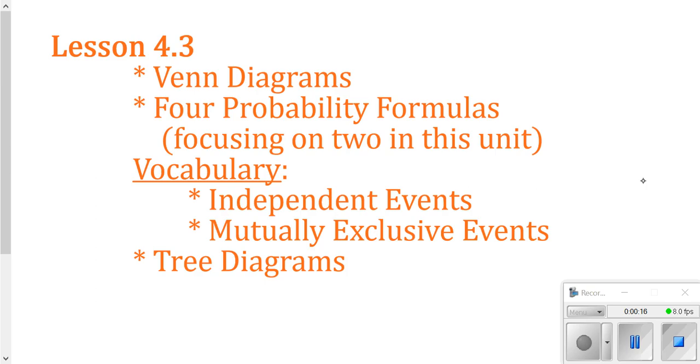One kind is called a Venn diagram. And you might have seen these in other contexts, even in English class sometimes. I think they use it for compare and contrast sorts of situations. Another kind of diagram we're going to look at today is called a tree diagram.